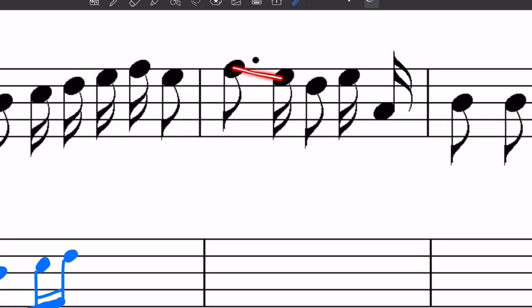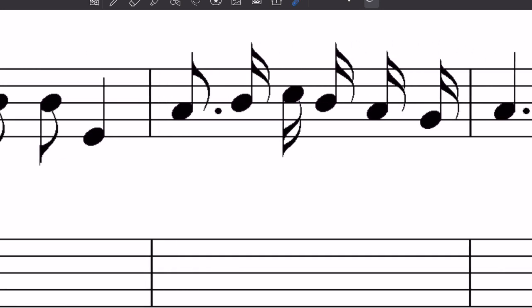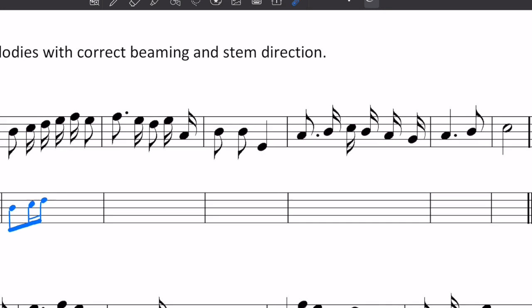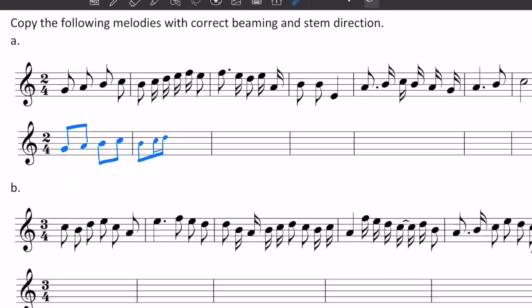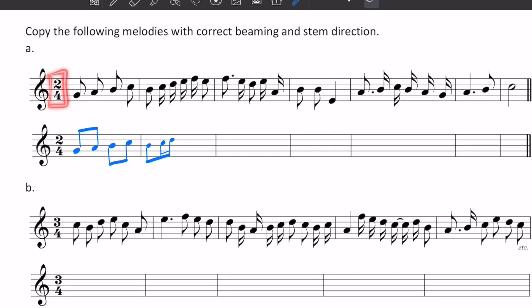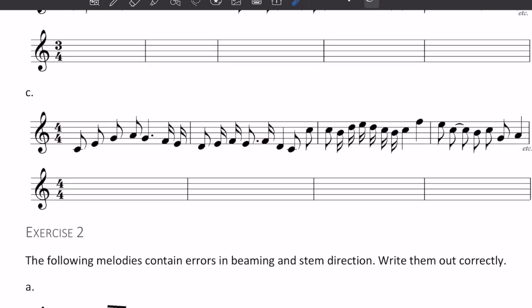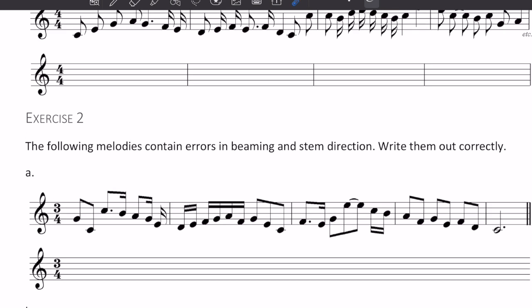I'm sorry, I missed the dot on that one. So down, and then also moving in a downward direction. These are staying the same, and this is a little bit tricky. Now we have a quarter note which won't have a beam. So you'll have to take a look closely at those note values in order to accomplish this task. So you have beats in 2/4, 3/4, and 4/4 time. Then, as we move on, exercise 2, these will contain errors in beaming and stem direction.